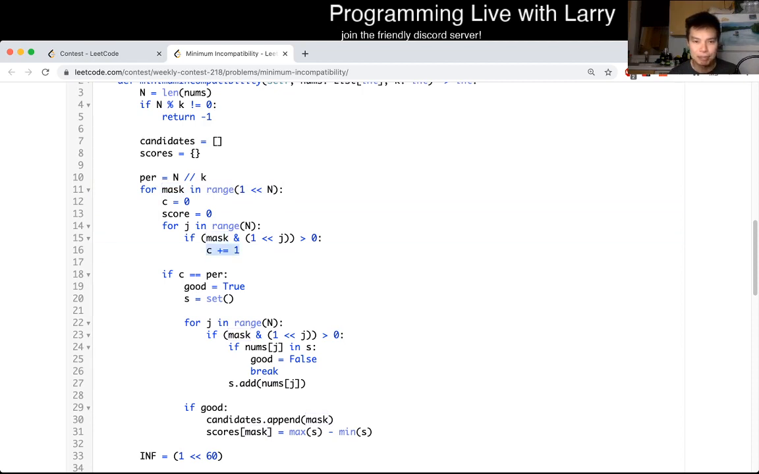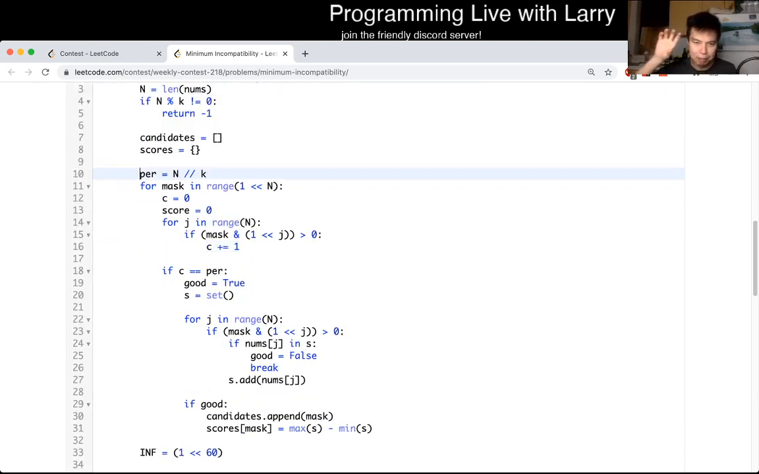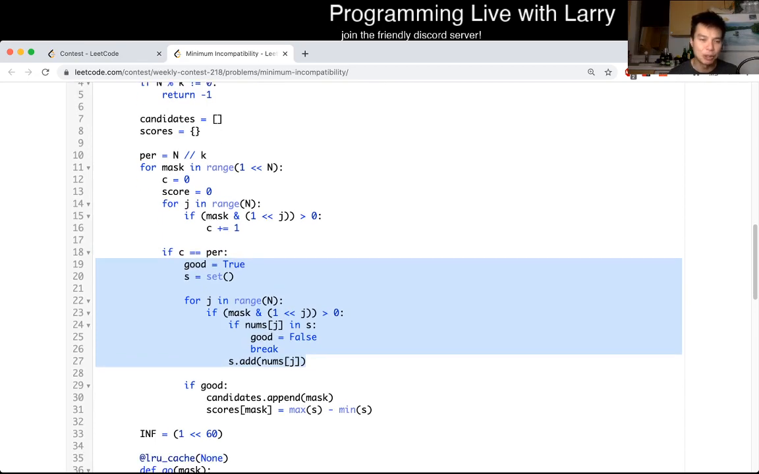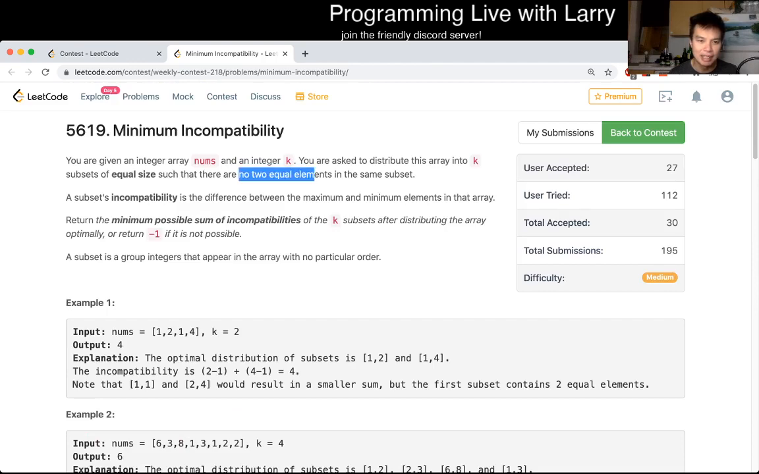So that means that, let's say if we want each subset to have three elements, we only care about things that have three elements in the subset. So that's basically what this does. It counts the number of elements that we're using, and then it checks whether that's equal. If it's equal, then we do the other rules that are in the description, right? What I mean by that is that you cannot have duplicate numbers. So no two equal elements in the same subset.